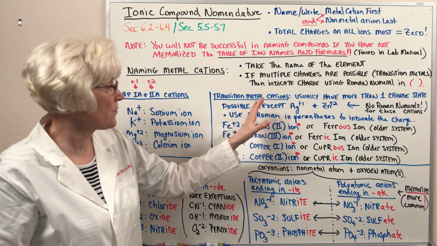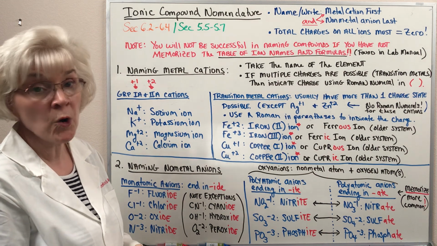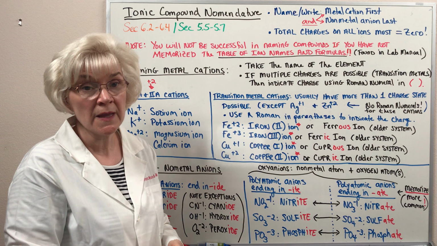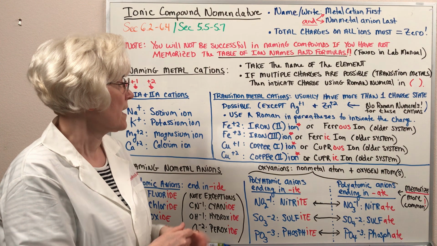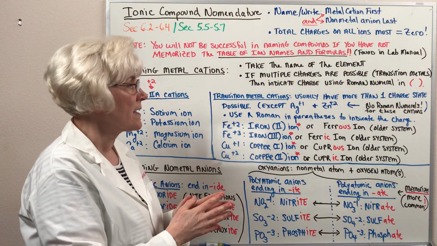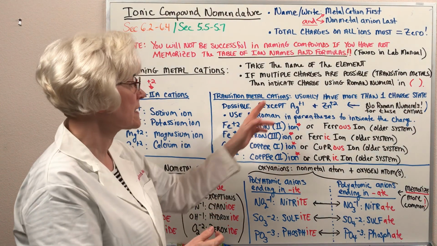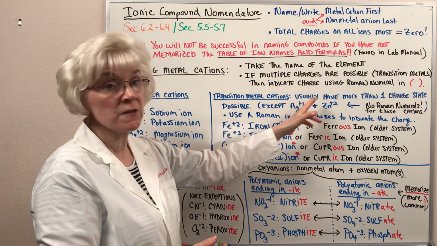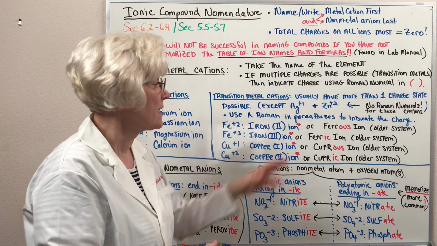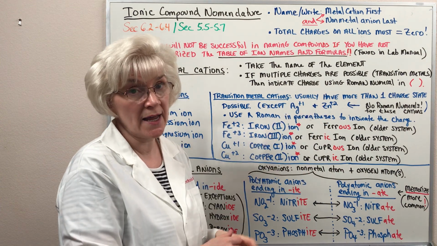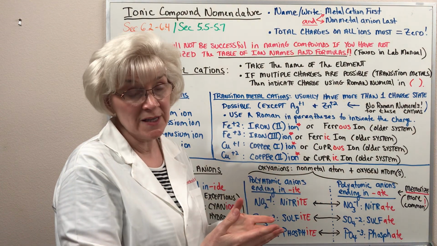The situation is a little more complex with transition metal cations. They usually have more than one charge state possible, and that's the direct result of the influence of their d electrons. So we would anticipate that there is more than one possible charge available for transition metals, except in the case of silver and zinc. Silver is always a +1 cation. Zinc is always a +2 cation in compounds, so you would not include Roman numerals when you name these compounds.